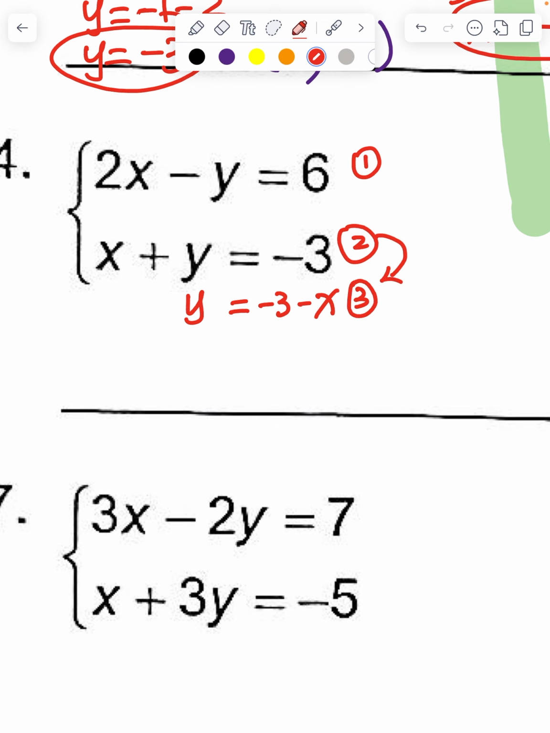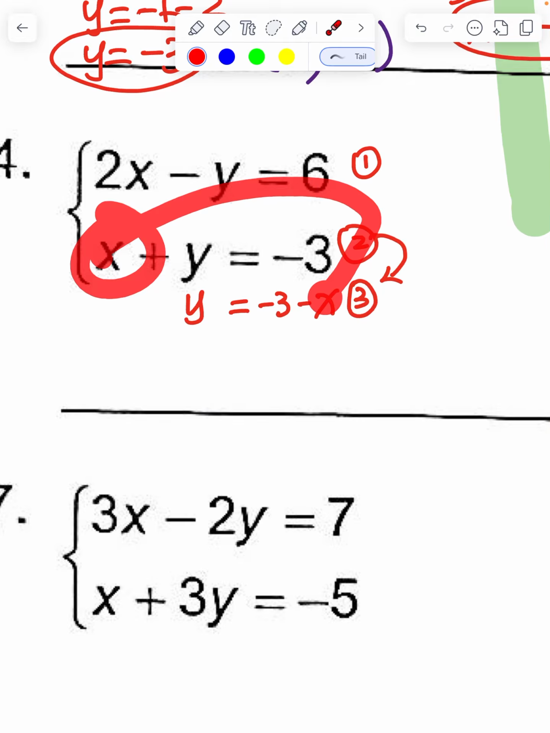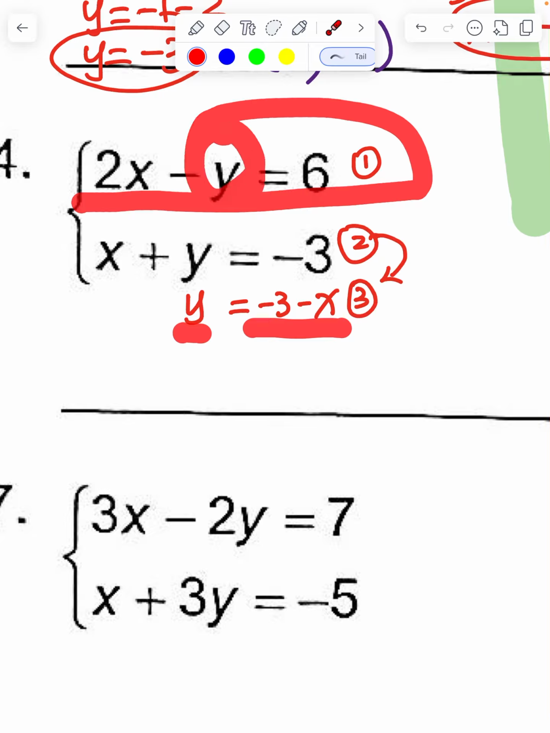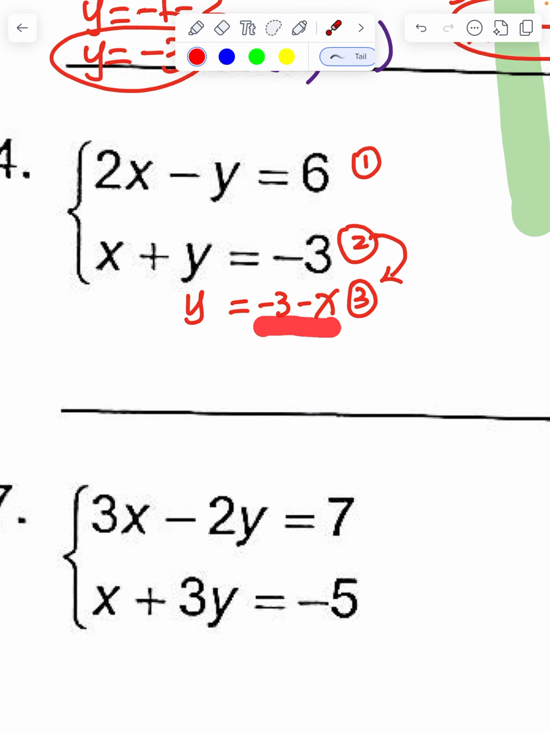I can rearrange my equation from the second one and change it to this. I move x to the other side, it becomes minus x, right? Now, since y equals this, I can use the first equation. In the first equation, I'm going to replace y by negative 3 minus x. Because they're equal, I can replace them. Okay, so 2x minus y, I'm copying the first equation, equal to 6.